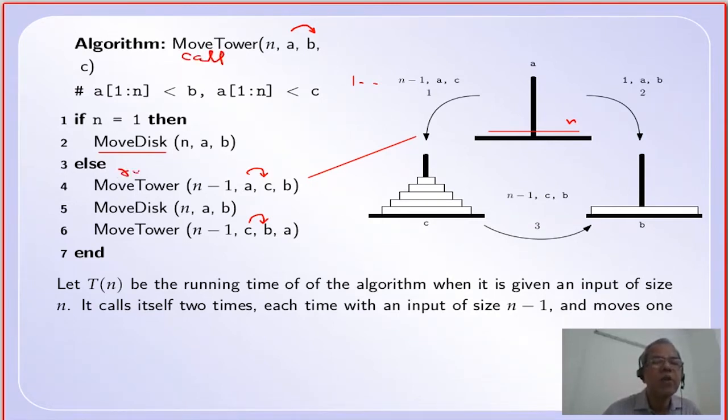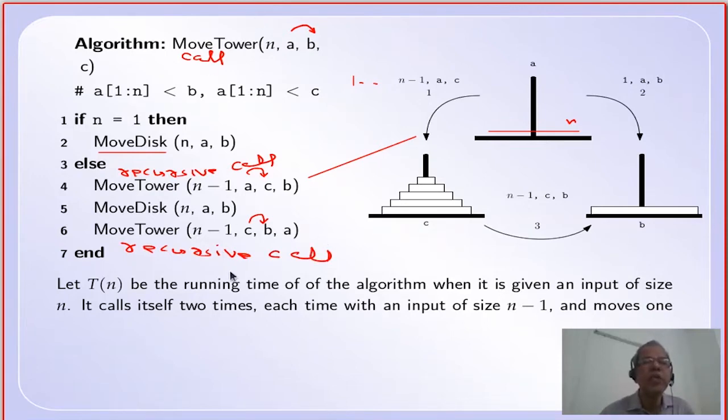Line 4 is a recursive call. Line 6 is also a recursive call. So one call issues two recursive calls. We have already seen whenever we design a recursive algorithm, we have to ensure two conditions. One, there is a base case. There is at least one base case. And two, the input size to the recursive call is strictly smaller than the input size to the call.